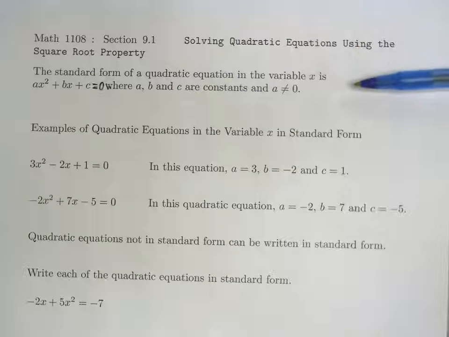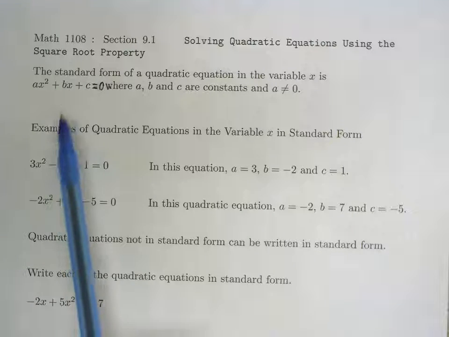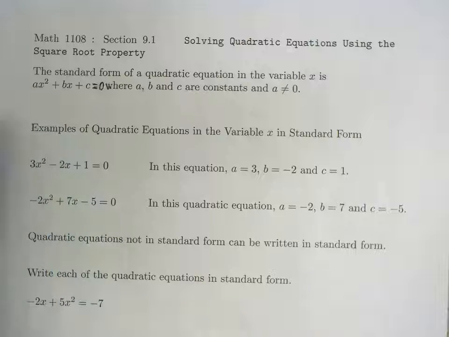The standard form of a quadratic equation in the variable x is ax squared plus bx plus c equals 0, where a, b, and c are constants, and a is not equal to 0. So the variable is x, and a, b, and c are just real numbers, or they represent real numbers.